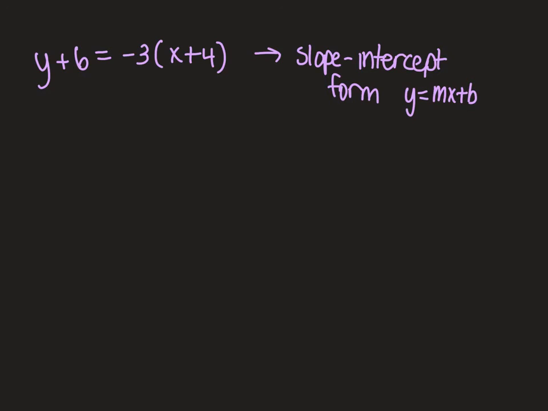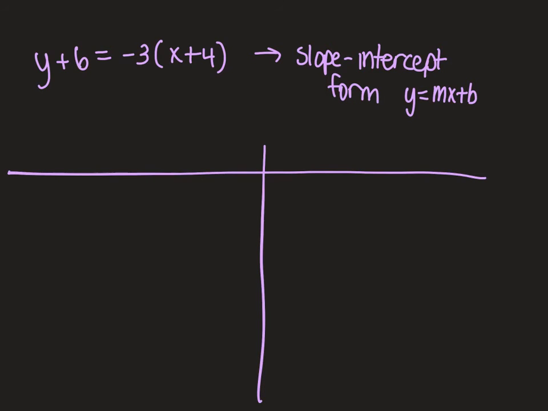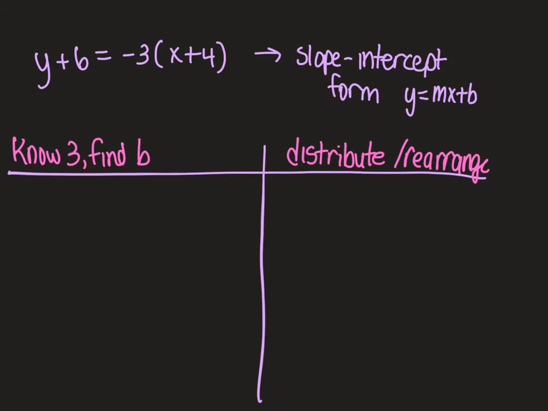All right, they're going to give you an equation in point slope form, and they want you to change it into this other form, slope intercept form. Now, I've got 2 ideas, 2 strategies, and I'm going to show you both of them, and you decide which strategy you like better. One strategy is I know 3, I'm going to find b. The other is to distribute and rearrange things.